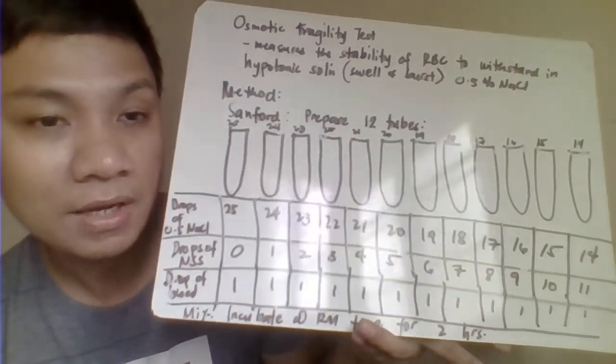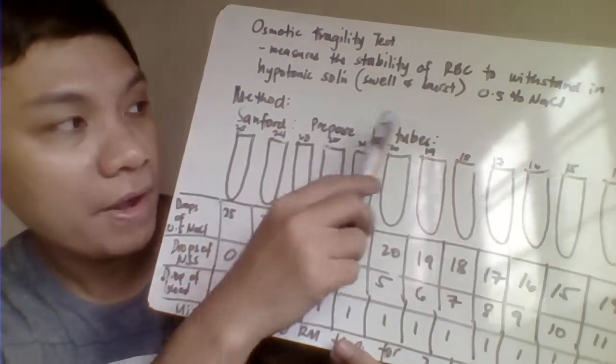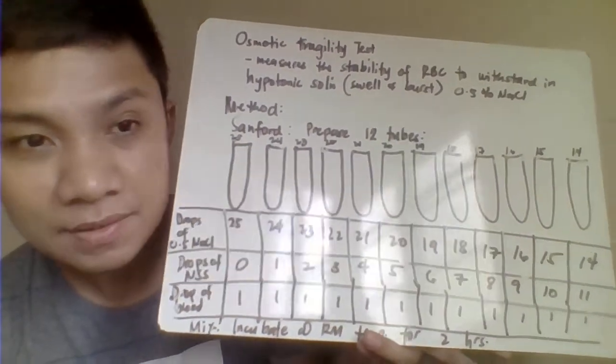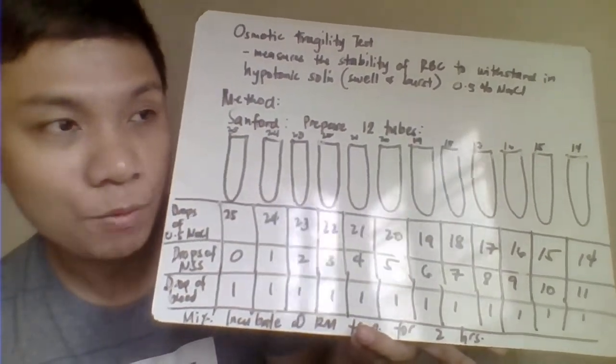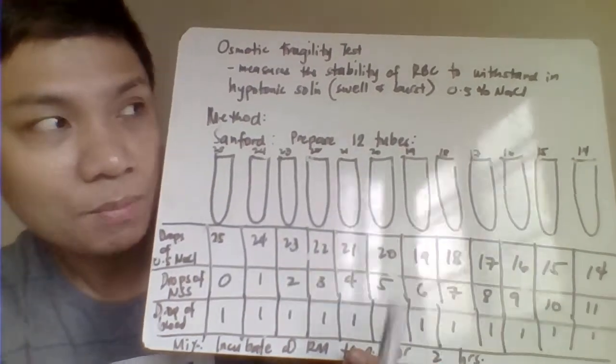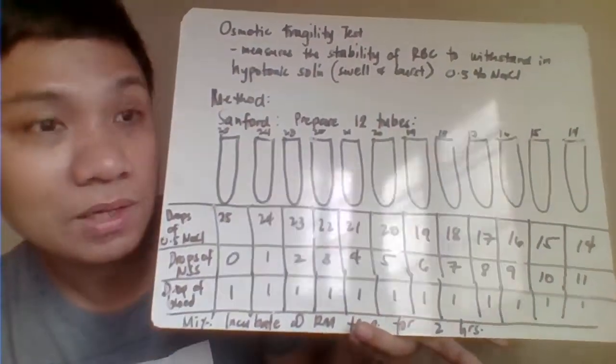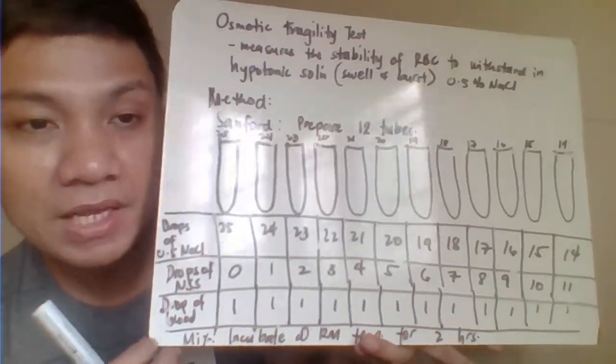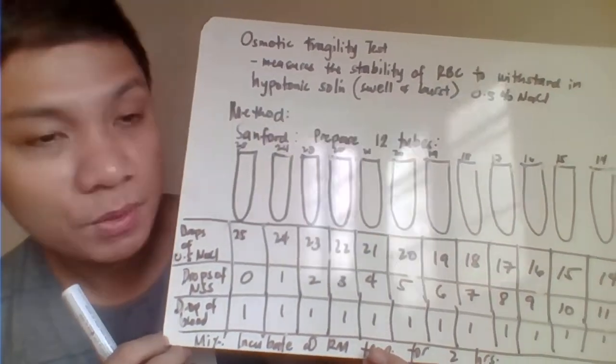We use here our solution in the form of 0.5% sodium chloride. An isotonic solution is 0.85 to 0.9%. So 0.5 is already below that, so that's already a hypotonic solution. Okay, we have here the method for the osmotic fragility test.